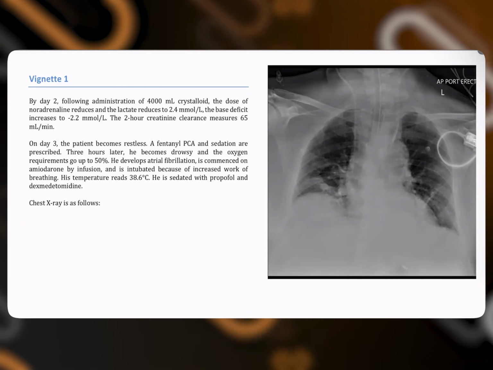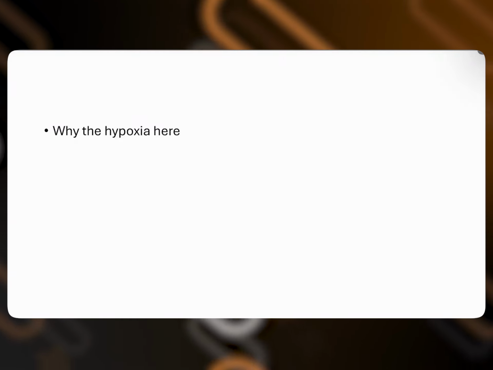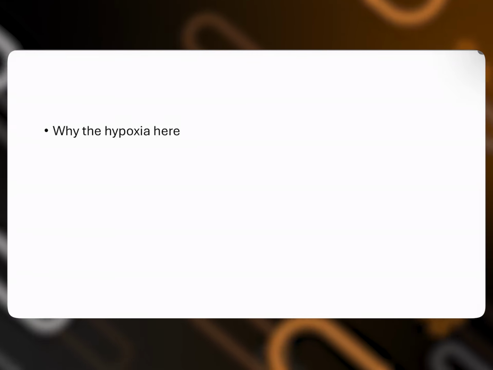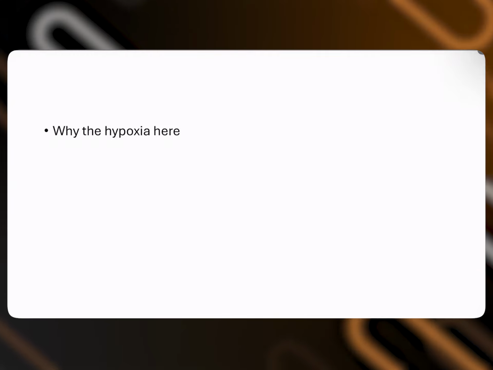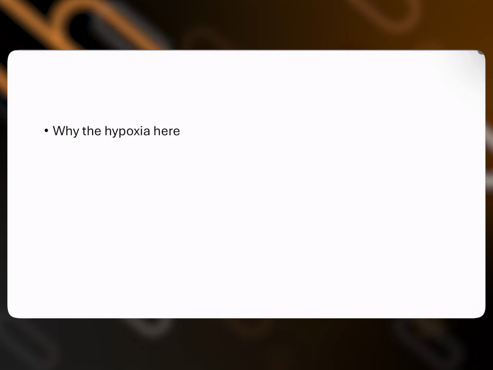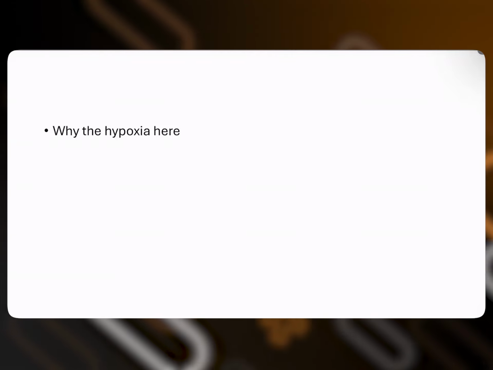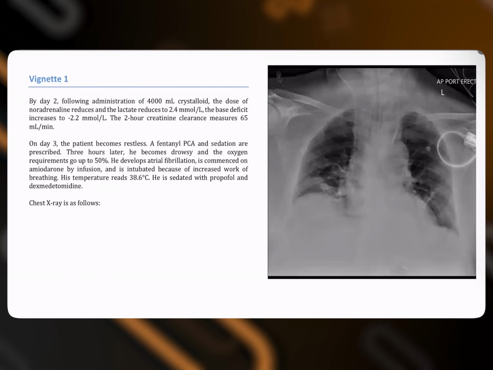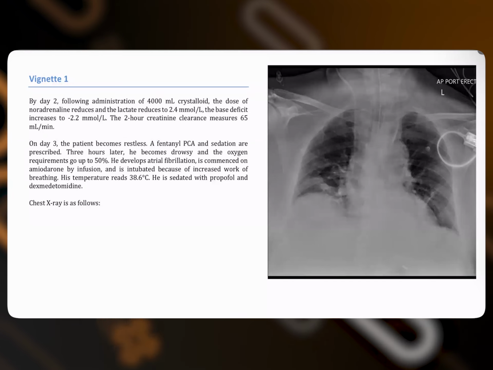Okay, I think everybody has read the vignette and seen the chest X-ray. Now we shall move to the question. Why the hypoxia here? Somebody tell me. Again, it will be like 3 to 4 points. Okay, pulmonary congestion, aspiration, volume overload. It's also possible that it is ARDS, but the X-ray picture is not very typical. It's not ARDS, right? The X-ray picture is not suggestive of that. The right lower zone is showing some patchy changes.